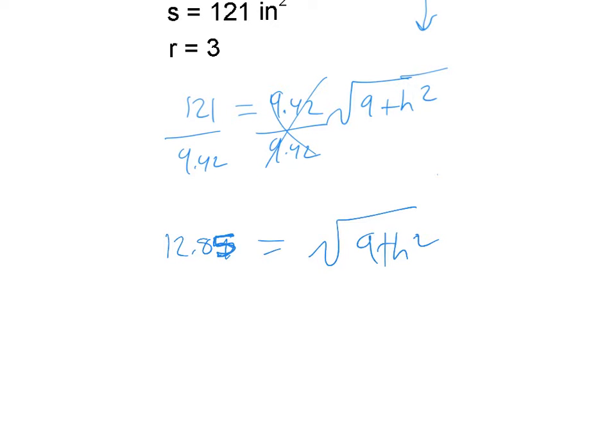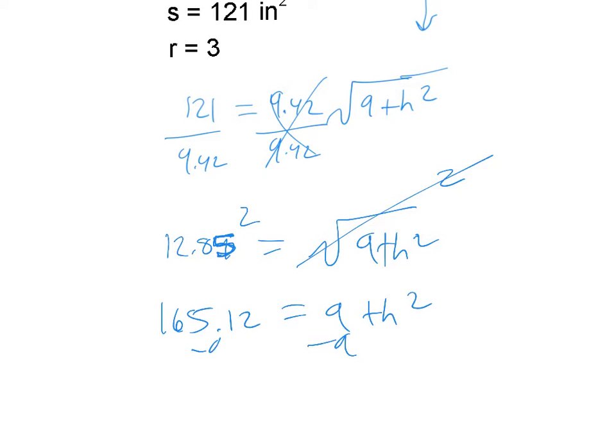So now let's get rid of that square root box. So we're going to square root both sides. So that leaves us with 9 plus h squared over here. And 12.85 squared would be about 165.12, okay? And let's take away a 9 from both sides. Let's get that out of the way. So minus 9 would give us about 156.12 equals h squared.